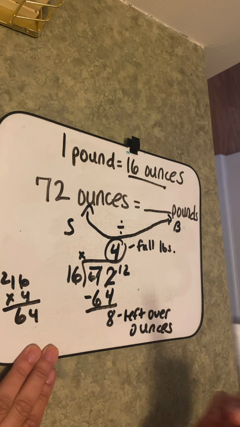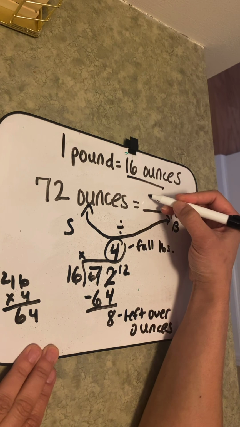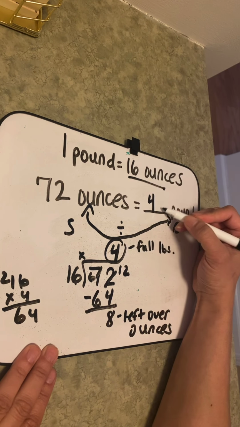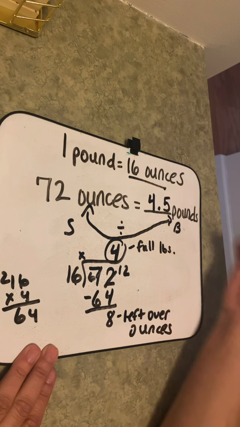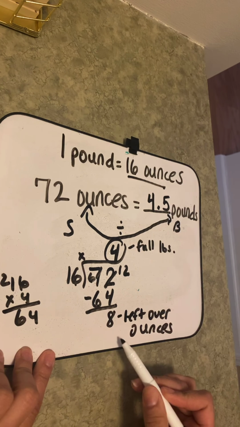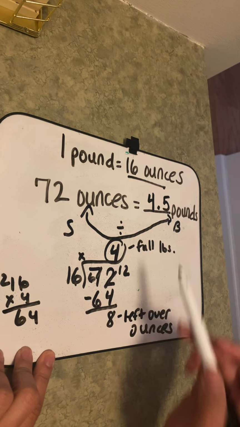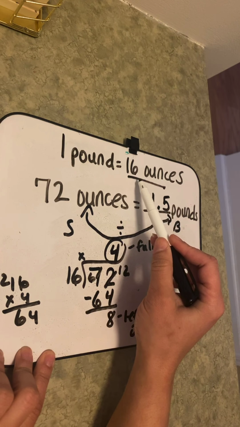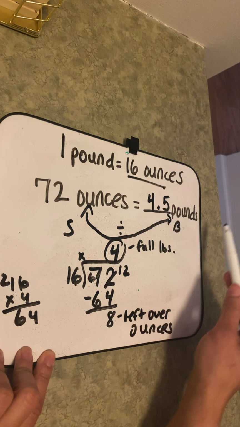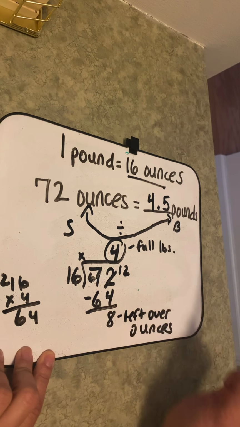So that means that 72 ounces is 4 pounds and 8 ounces, or 4.5 pounds. Again, the half comes from the 8 ounces that are left over. Like I said, 8 is half of 16, so we have 4.5 pounds as your final answer. So 72 ounces equals 4.5 pounds.